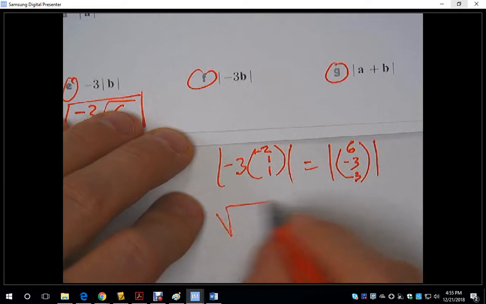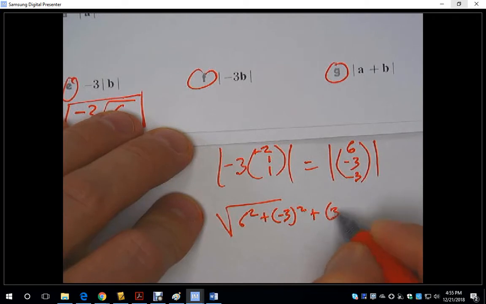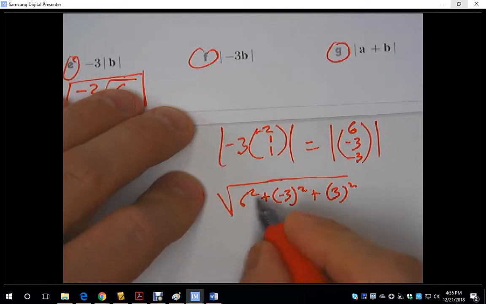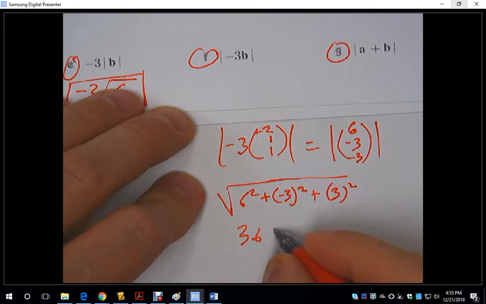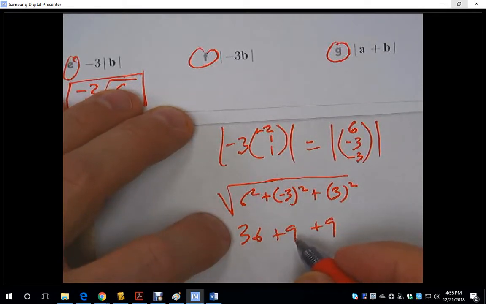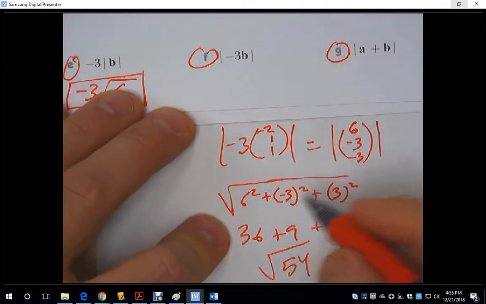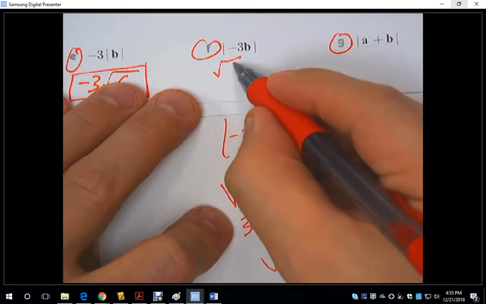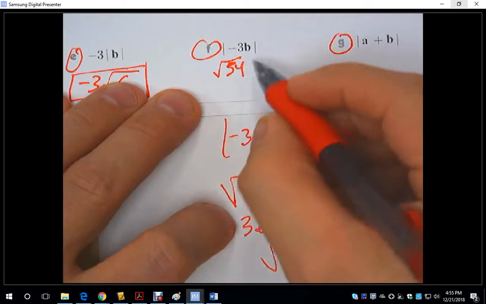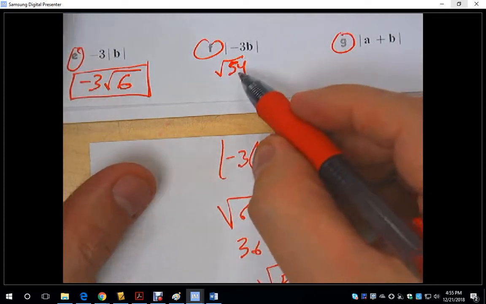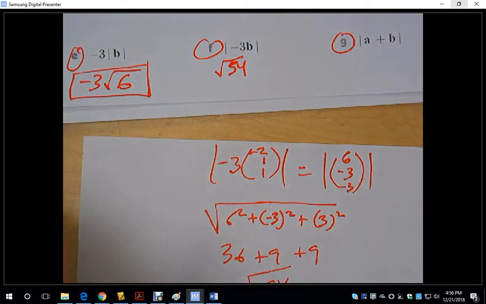So the magnitude is going to be the square root of 6 squared plus negative 3 squared plus 3 squared. 6 squared is 36. Negative 3 squared is 9, and we have another 9 here. 36 plus 9 is going to give us 45, and 45 plus 9 is going to give us 54. So I have the square root of 54. Now, I feel a little uncomfortable with this only because the square root of 54 is clearly not simplified. So I am going to simplify this.